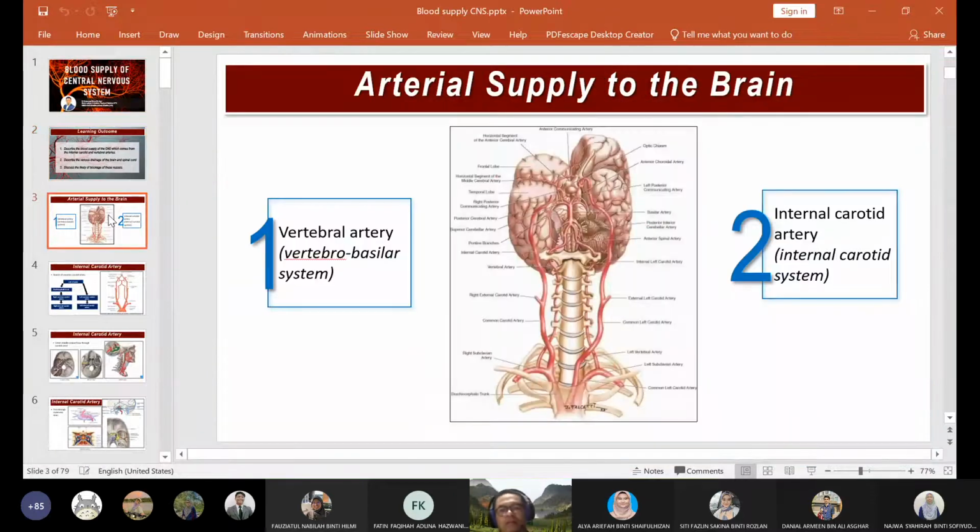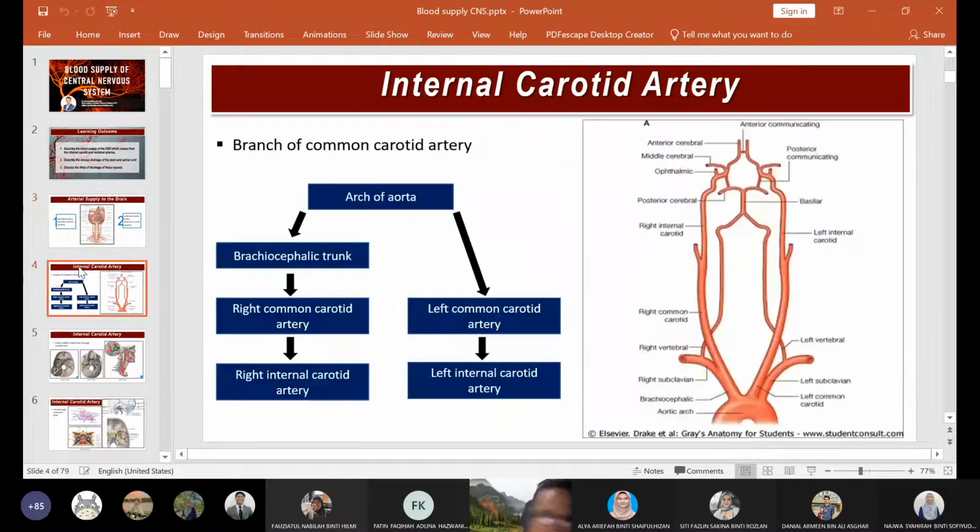For the arterial supply of the brain, you have the vertebral artery and the internal carotid artery. Let's go one by one in detail. Internal carotid artery first. So you know that this is your arch of aorta. Remember your CVS lecture, ingat. So here is your brachiocephalic trunk. Here is your left common carotid artery and left subclavian artery. These are the three branches of the arch of aorta.